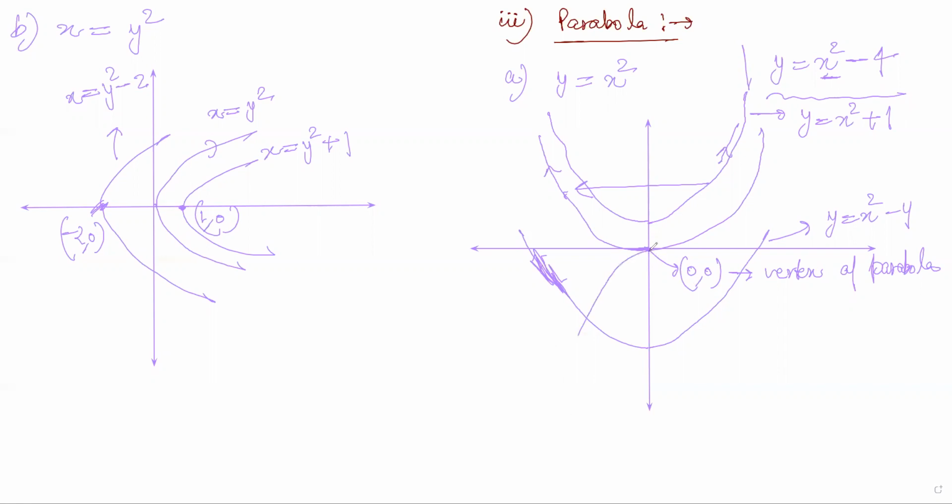So if y equals minus x square, this is the graph for y equals minus x square. This is known as a downward parabola. And let's say if x equals minus y square, then the leftward parabola will come into the picture.